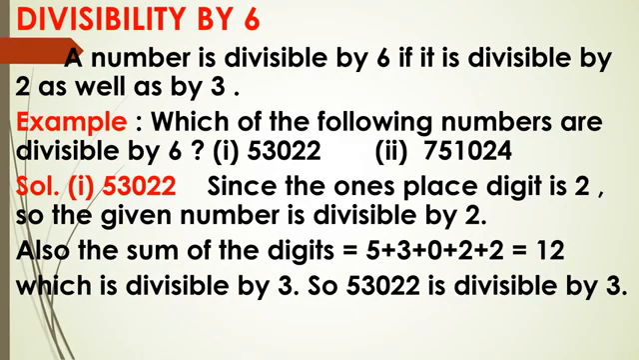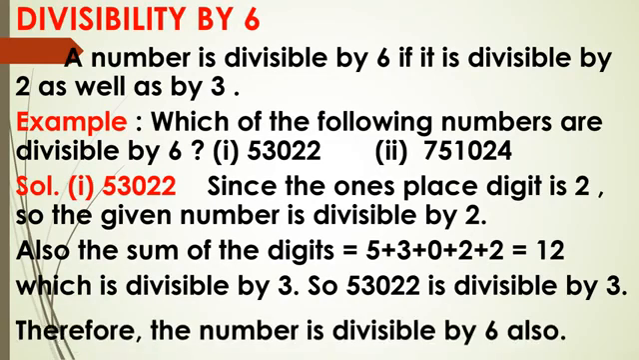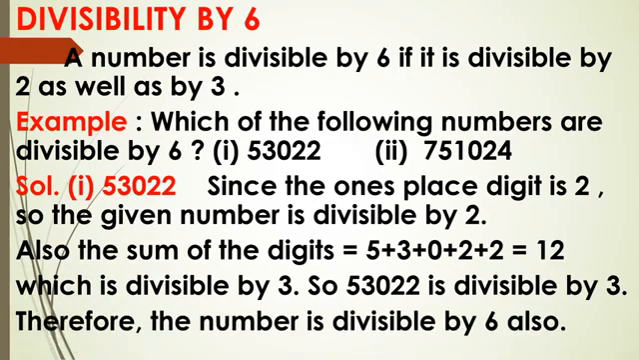So 53,022 is divisible by 3. Now you have seen that 53,022 is divisible by 2 also and by 3 also. So it is divisible by 6 also. Okay. If the number is divisible by 2 and 3 both, then the number is divisible by 6 also. Let's see the second example now.